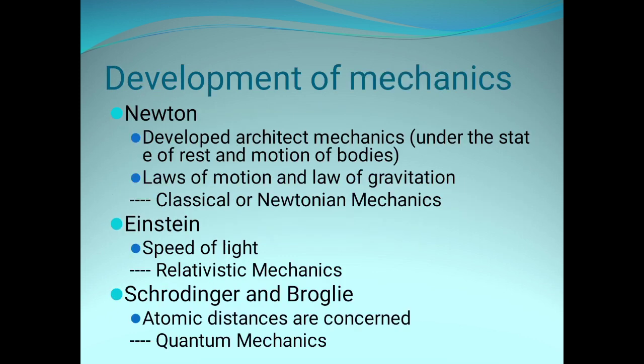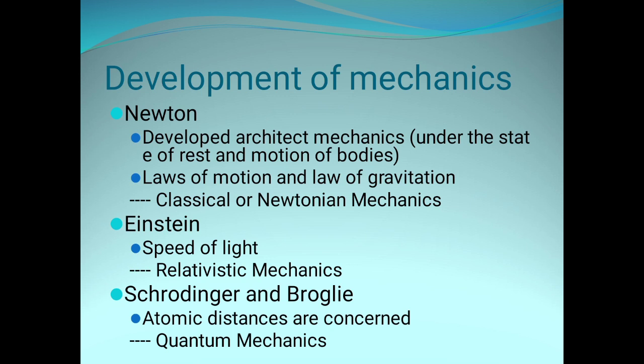So initially engineering mechanics is developed from Newton's law. So Newton developed classical mechanics, so under the state of rest and motion of bodies, and different laws of motion and law of gravitation. So we might have studied in schools itself about Newton's first law, second law and third law. So these are all the things developed by Newton, and it is known as classical or Newtonian mechanics.